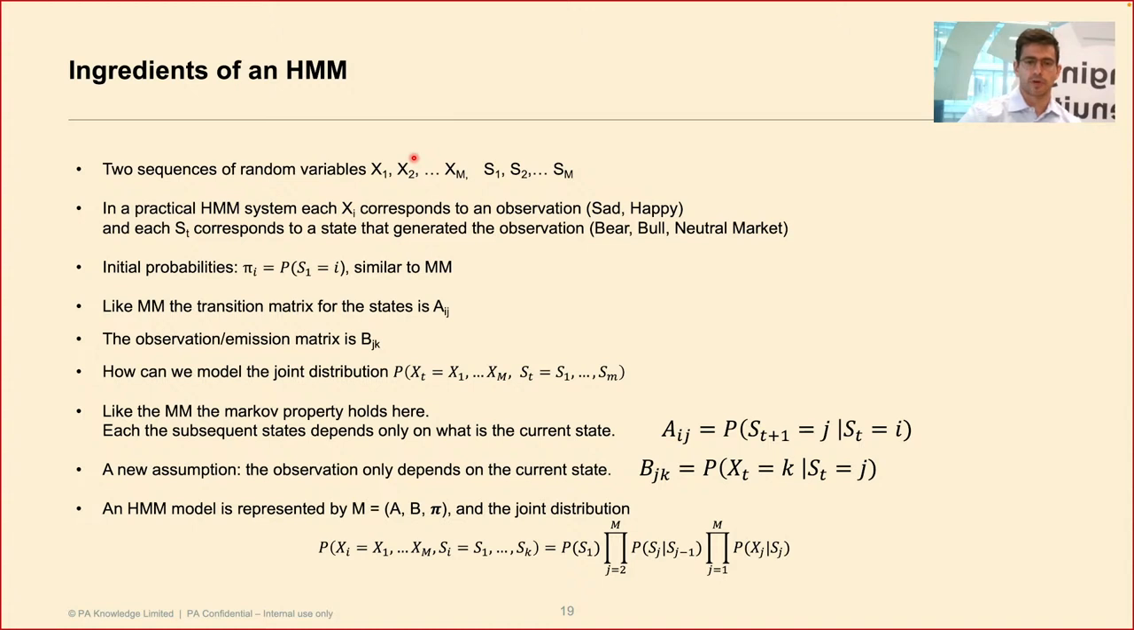The new variable here for us is the emission matrix B. If you remember the example before, we had arrows pointing from the hidden state to the observable situations, sad or happy. Essentially it shows the probability of observing a symbol k when we're in hidden state j. And again, it's a similar matrix to A. It's a transition probability matrix.